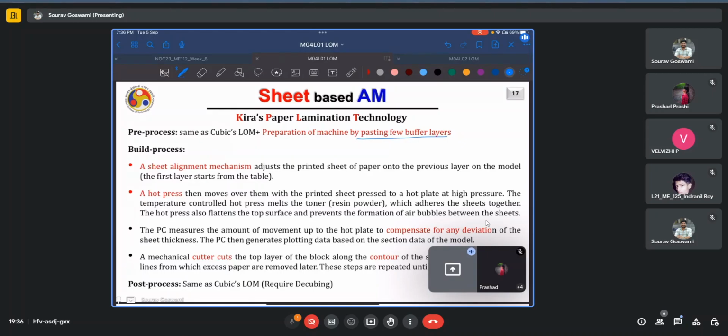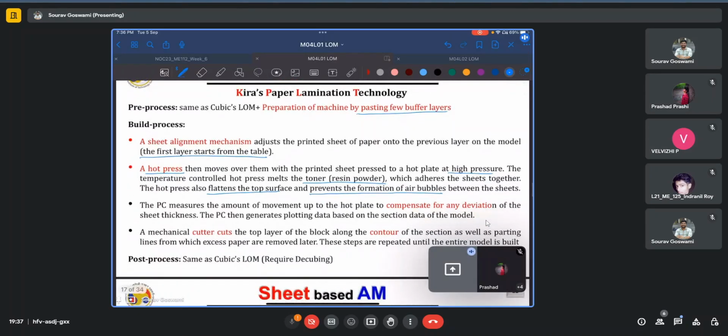In the build process, the sheet alignment mechanism adjusts the printed sheet of paper onto the previous layer. The first layer starts from the table and we paste some buffer layers on top of it. The hot press or the hot plate moves over them with the printed sheet at high pressure. The high temperature and pressure melts the toner, which is some sort of a resin powder, and this leads to adhesion between the sheets. The hot press also flattens the top surface and prevents the formation of air bubbles between the sheets, as we discussed.